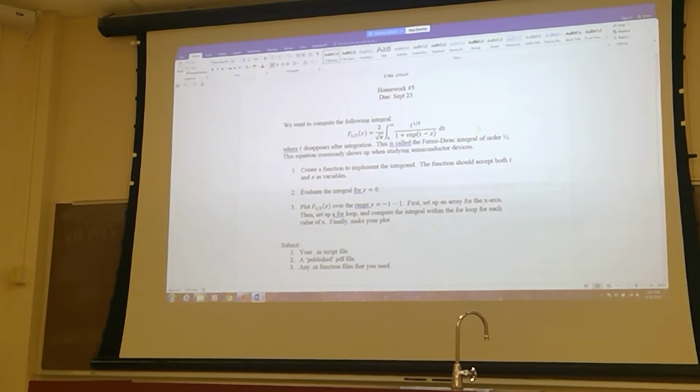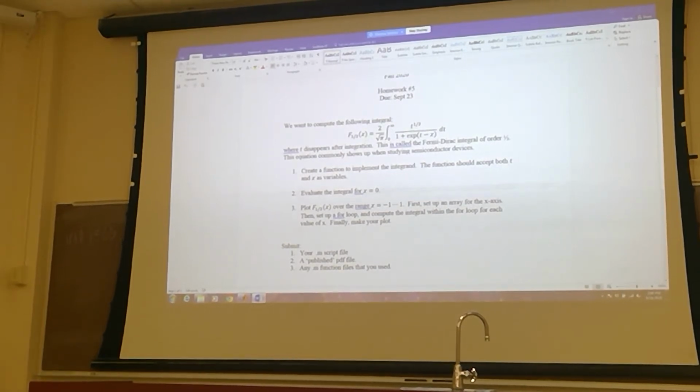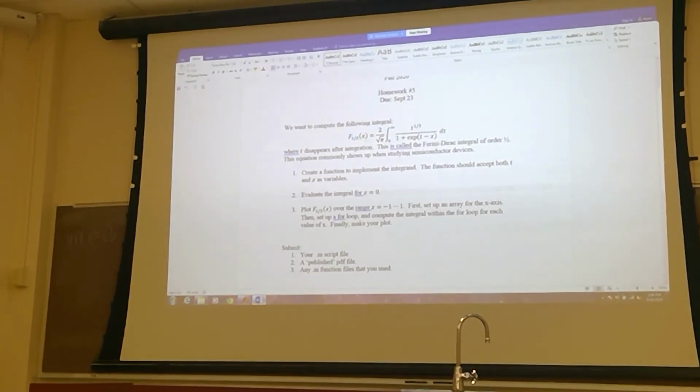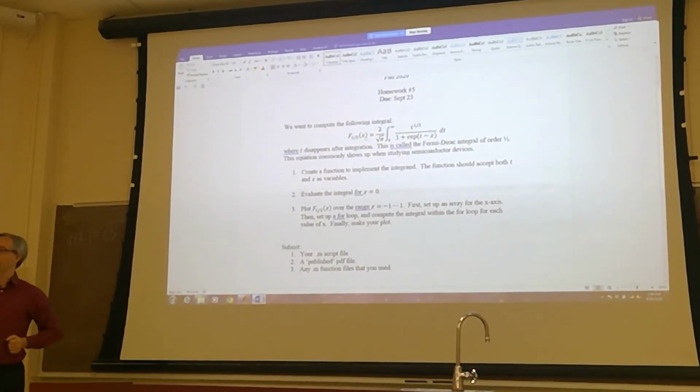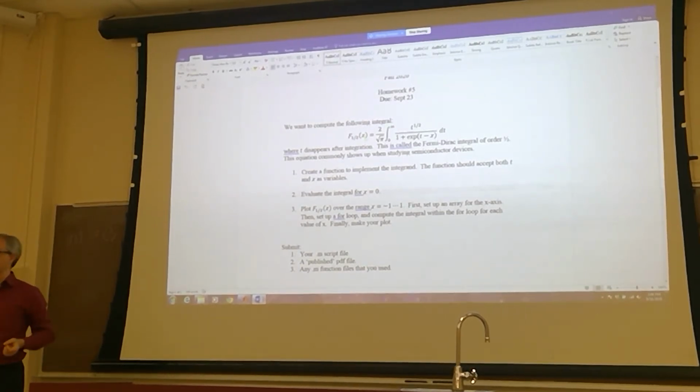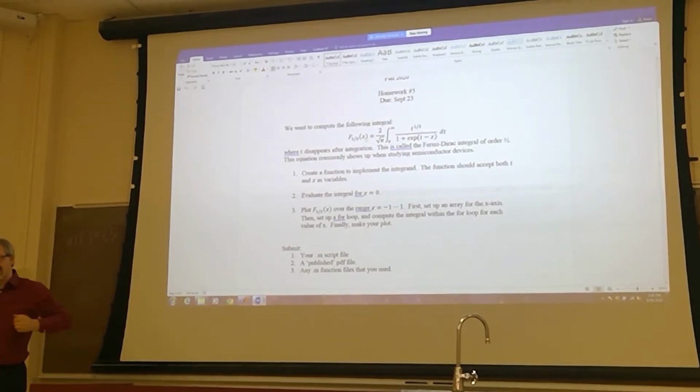It has both x and t, but it's a definite integral, so the t disappears, right? We do the integration, we take the limits, right? The lower bound, the upper bound, we solve it, and we get an answer. So it is a function of t, but only inside here, right? The dt, the t disappears after the substitution. So only this function here, f 1/2, the Fermi-Dirac integral of order 1/2, is a function of x. The t disappears.